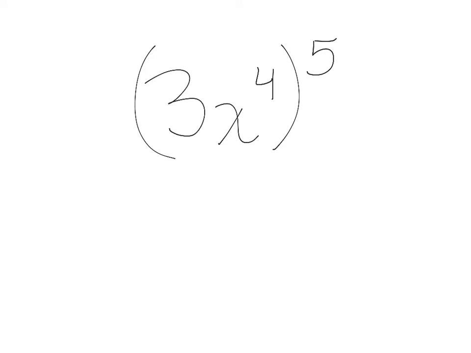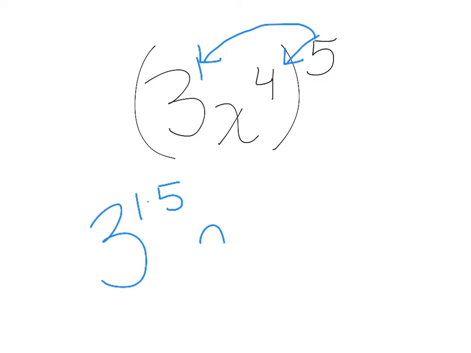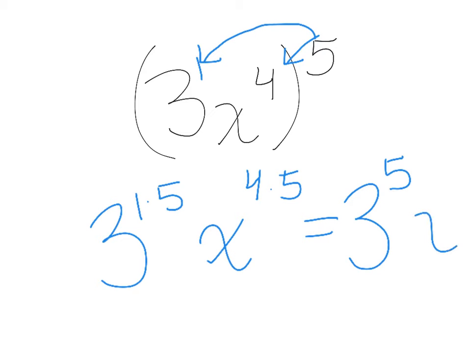This first problem, go ahead and copy down, and it's a power to a power, which means that we multiply. But what you need to remember is the 5 goes with the 3 and the 4, because your base is 3, my exponent is really just a 1 right there. So it's 3 to the 1 times 5, and then x to the 4 times 5. So that's really going to be 3 to the 5th, and then x to the 20th. Now you could figure out what 3 to the 5th is, but if you just wrote 3 to the 5th, you would be fine.